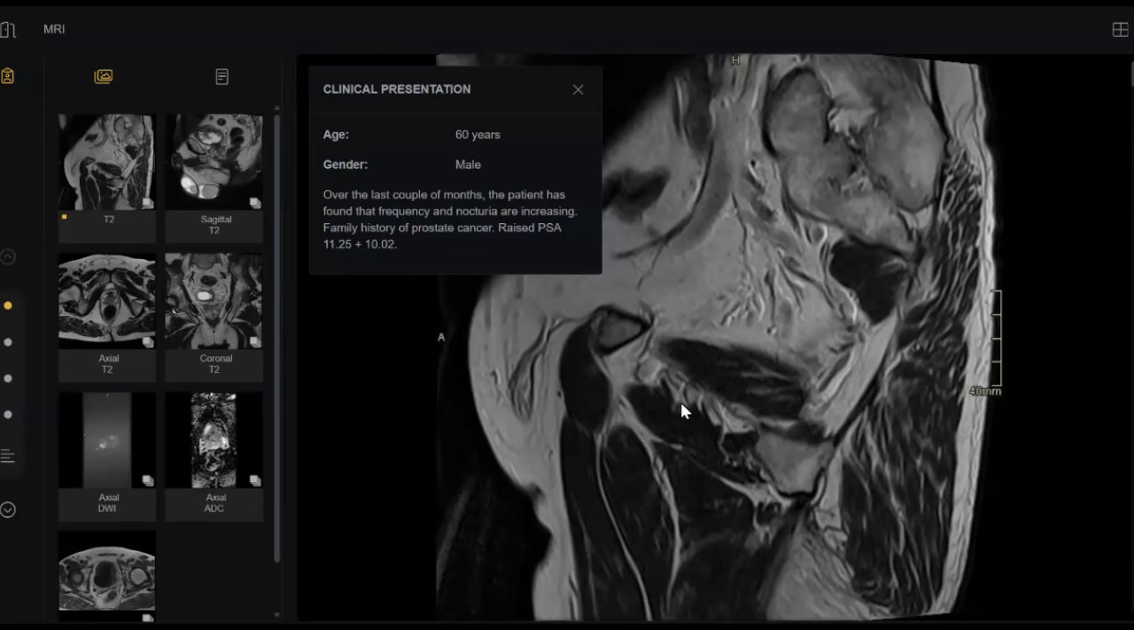Doctor, this is a 60-year-old male patient presented with frequency of urine and nocturia. Go on. One second.